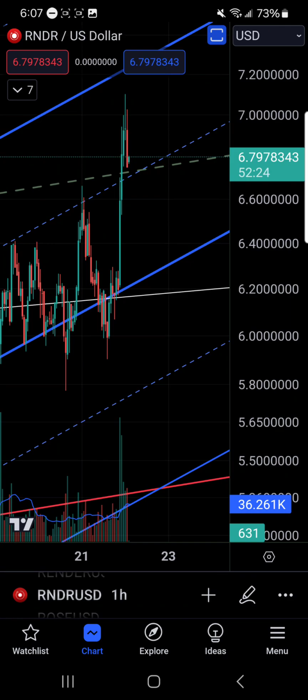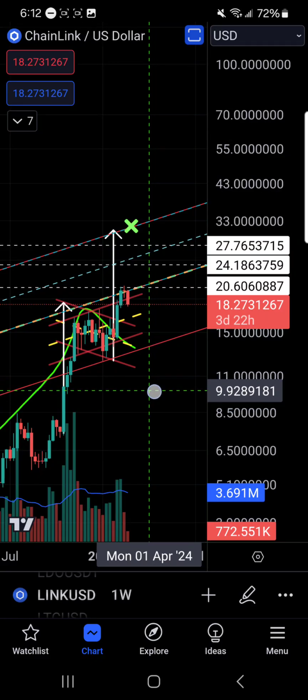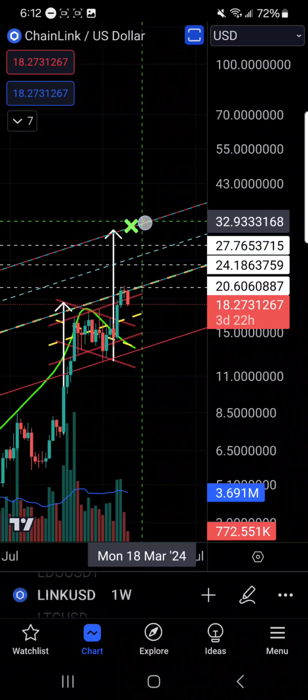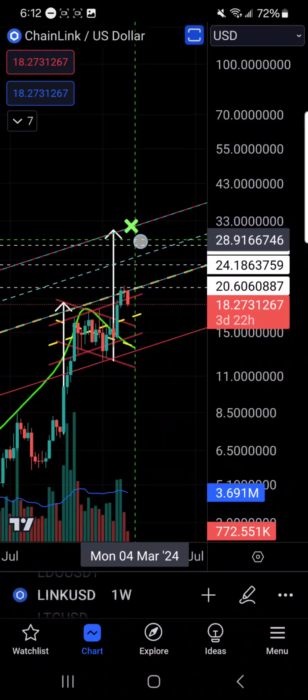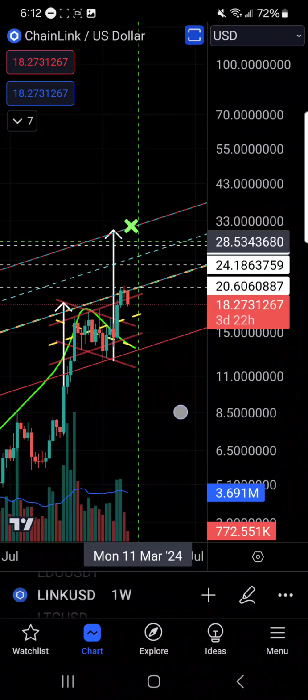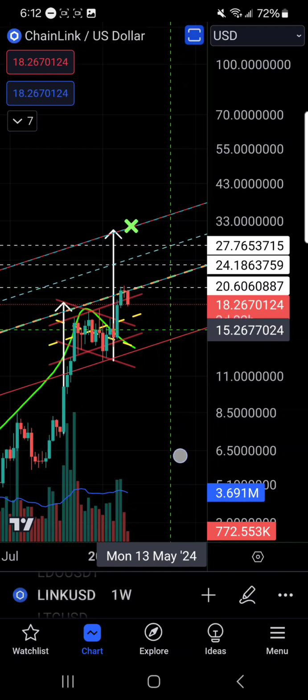Okay, so that's it for Render. I'm going to go look at Chainlink now. So here's Chainlink on the weekly time frame versus US dollar. And here we have our target. It doesn't look like we're hitting it, but let's keep in mind we put that for next week. Chainlink's got another week to get there. So Render was early, remember that. So it's around $31. I think it's a bit wild if you ask me, but it's the target, so we'll see what happens.